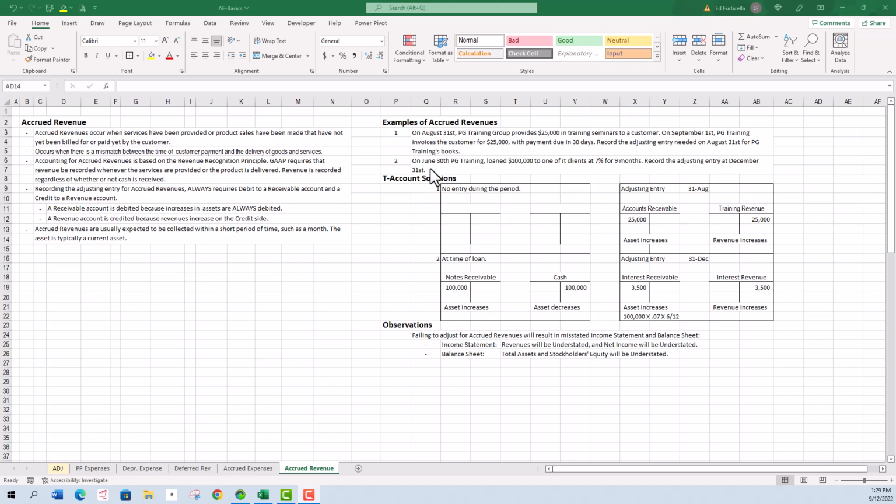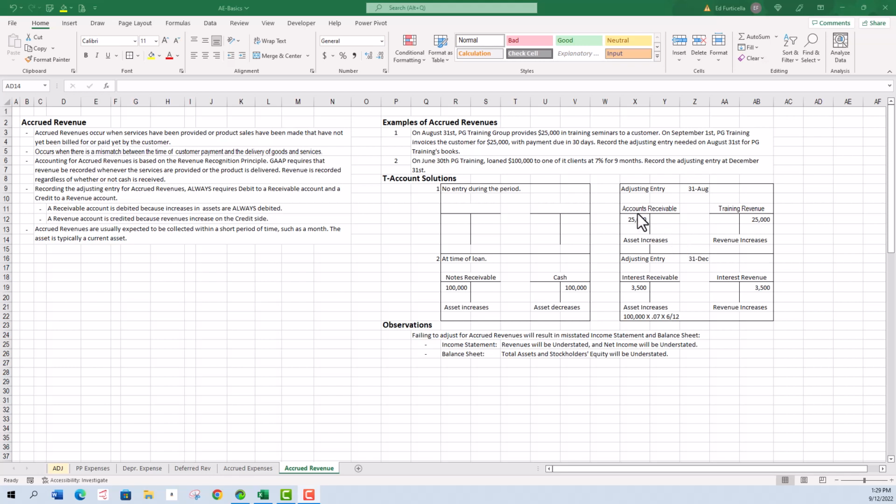Well, first of all, let's look at the T-account solutions. During the period, there's no entry made. There's no entry made because we're not billing these guys until September 1st. But we do have an adjusting entry at the end of the accounting period. On August 31st, we have to debit accounts receivable and credit training revenue.